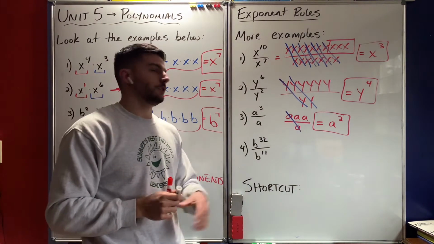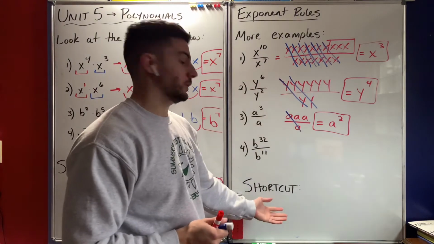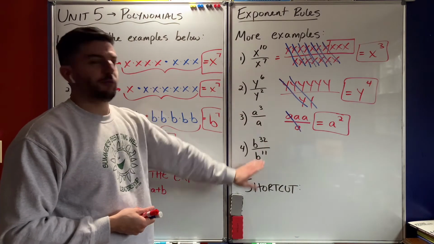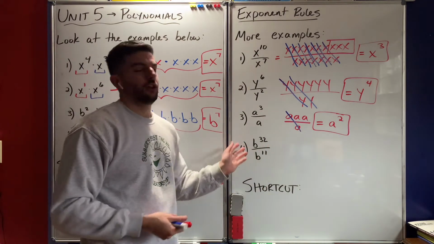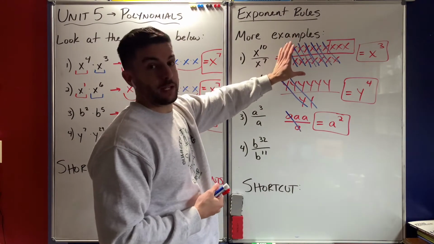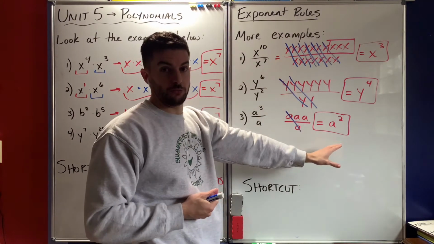Now again, hopefully you've been observing this and seeing, oh, what's my shortcut? Because there is a shortcut here, right? Because again, when you have big exponents, it's really annoying to have to write out 32 b's. But let me just say this. Some of my kids, I show them this way and then I show them the shortcut.